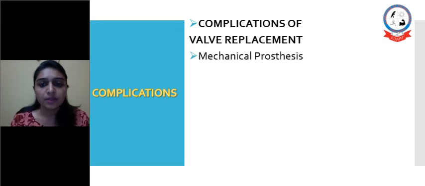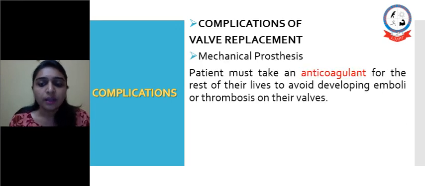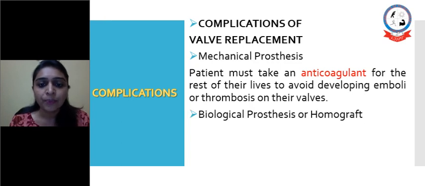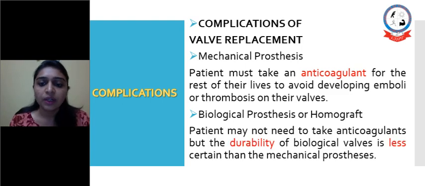The complications of valve replacement. If a person is given a mechanical prosthesis, then the patient needs to take anticoagulants for the rest of their life, because there are more chances of developing thrombosis and emboli from mechanical or prosthetic valves. If a person is given a biological prosthesis or homograft, then they don't need to take anticoagulants for life, but the durability of these valves is much less compared to mechanical valves.